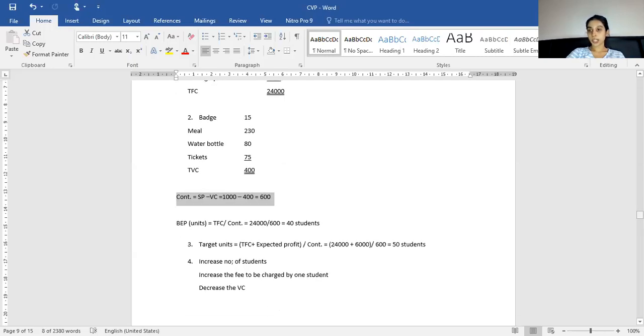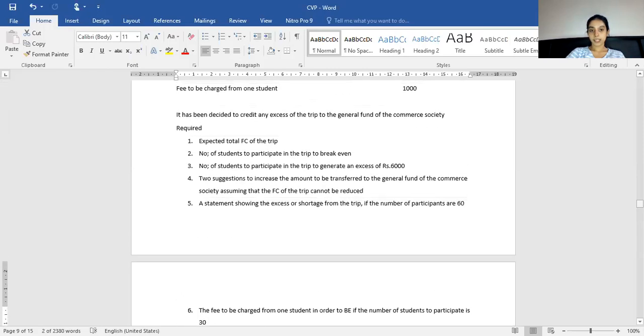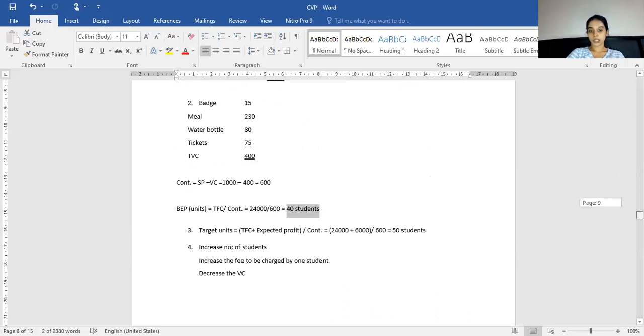So using this, now we can calculate the break-even number of students. 24,000 was our total fixed cost and 600 was the contribution per unit, and we need 40 students to break even. Okay. And then number of students to participate in the trip to generate an excess of 6,000. So target number of students to earn a profit of 6,000. You can use this target units equation: total fixed cost plus expected profit of 6,000 divided by contribution of 600. We need 50 students to reach a profit of 6,000.